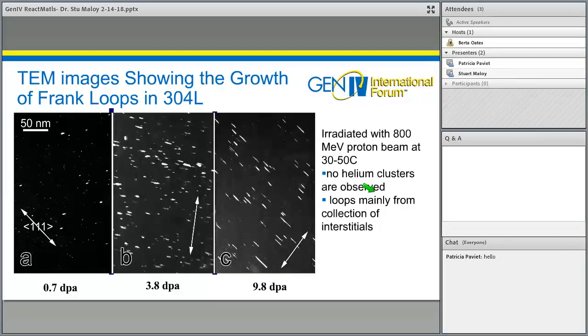So typically what you see under radiation in these TEM micrographs shown here is a buildup of interstitial clusters, which eventually form interstitial loops with dose. And you can see that at 0.7, a fairly low dose in DPA, there's a small number of loops within the material. At 3.8, you can see a much higher density, and at 9.8, you can see that the loop size is actually starting to grow a little bit as well.